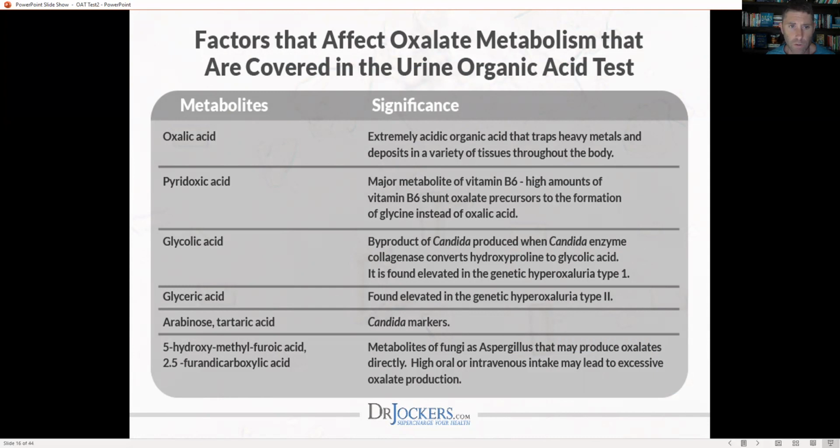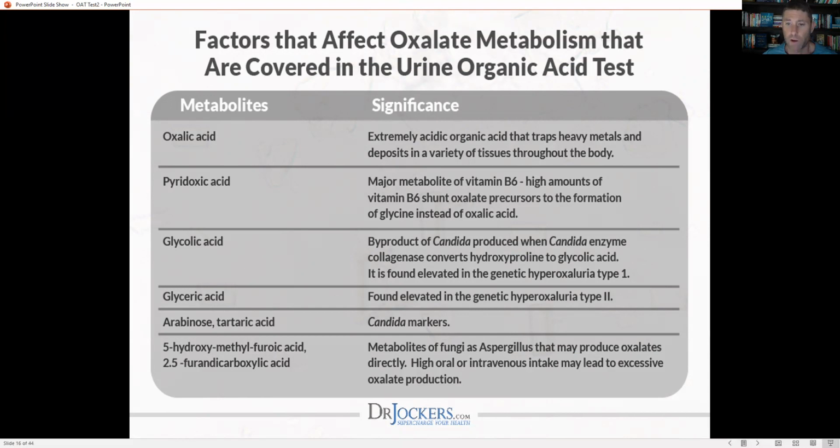Pyridoxic acid, which we're going to look at later, is a major metabolite of B6. High amounts of B6 shunt oxalate precursors to the formation of glycine instead of oxalic acid. So B6 is key for the metabolism of oxalic acid. If you're deficient in B6, you can end up with more problems.